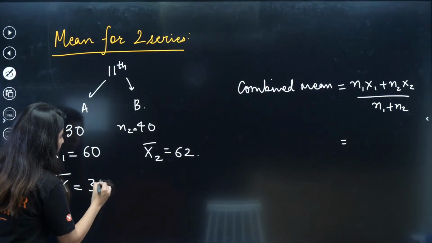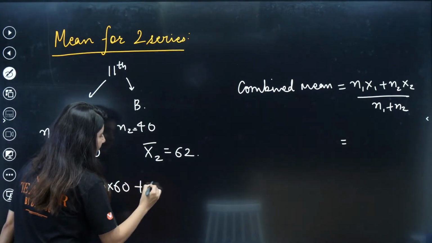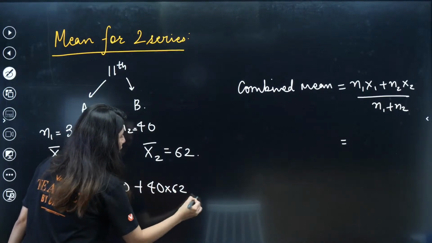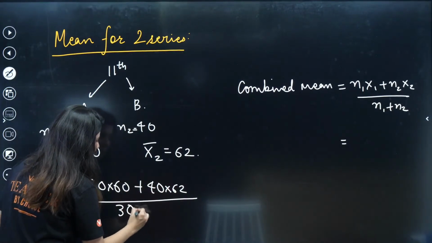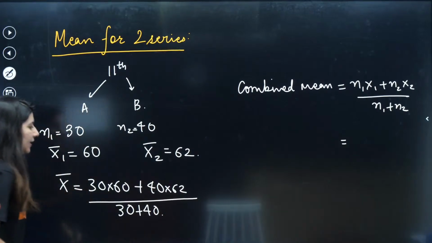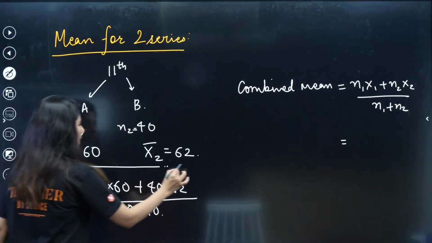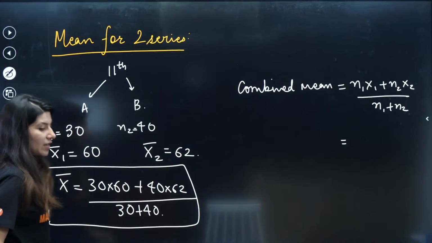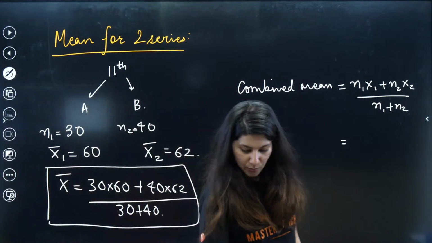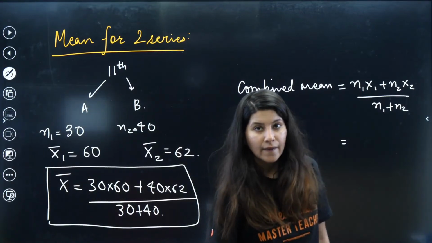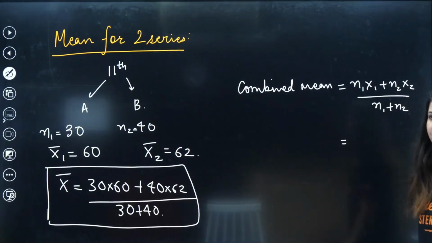N1, 30 into 60 plus 40 into 62 whole upon 30 plus 40. Right? So this would be your combined mean. Are you getting my point? How to calculate combined mean? Shall I give you a question for this particular topic? Will you be able to solve a question for this?